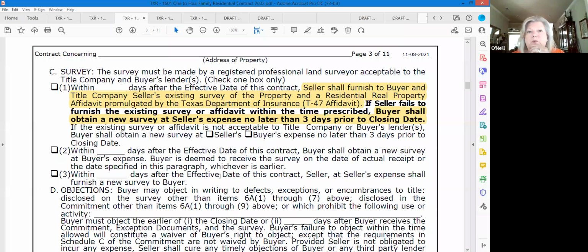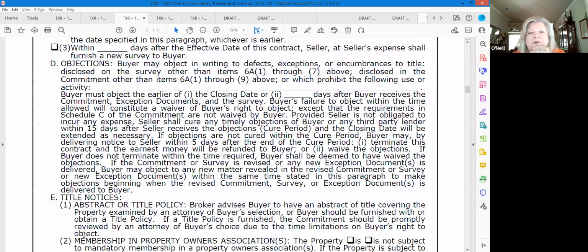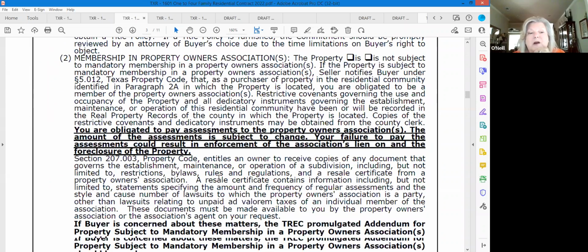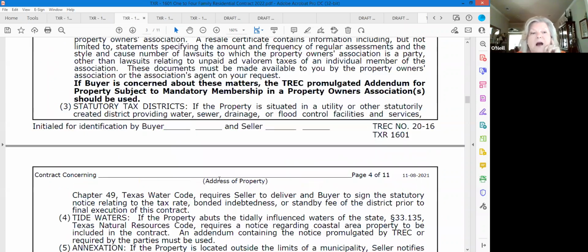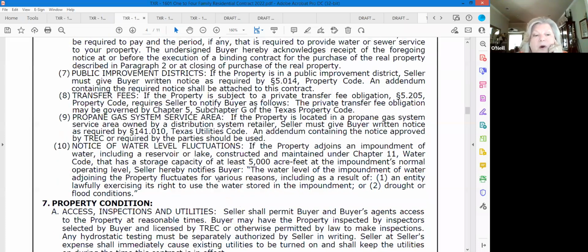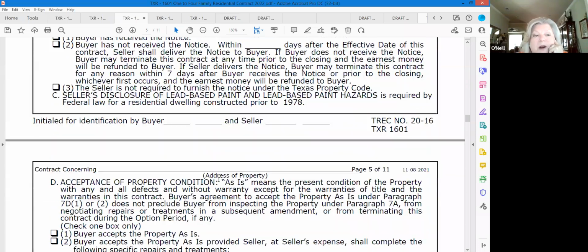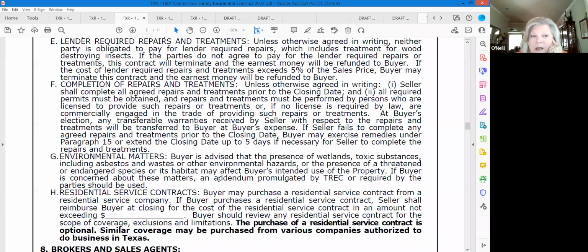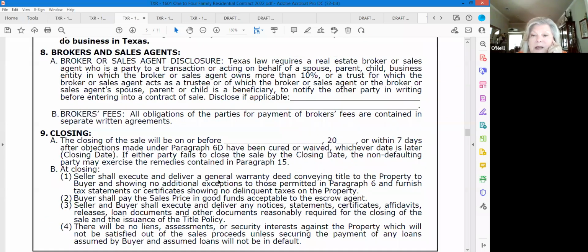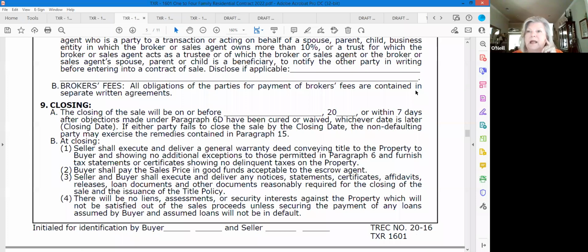Now, in this one, we have the ability to talk about 2 paragraphs. This is our contract. And the first part is going to be paragraph 9. And the reason I'm going to show you this is because this is the reason many buyers are in default.